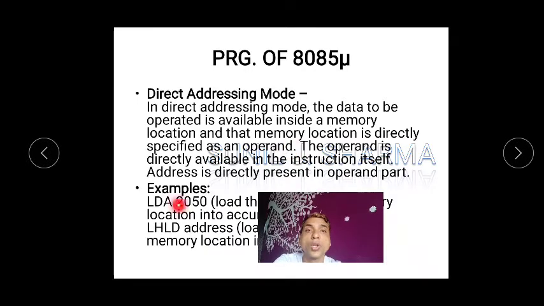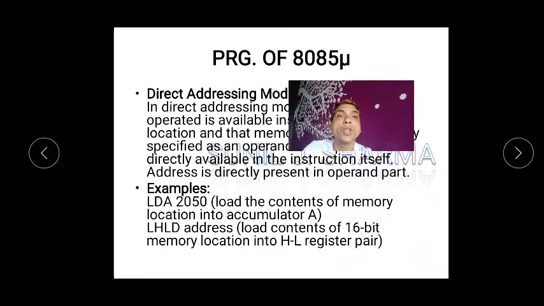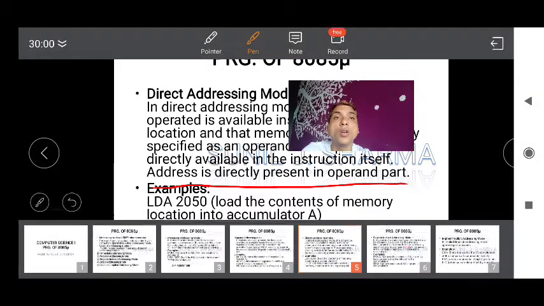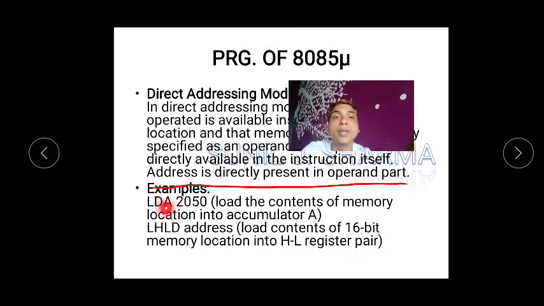Okay, so address will always be present in the operand part. The operand is directly available in the instruction itself. Now what is very important to look at here: address is directly present in the operand part. What do they mean to say? When you look at the operand part, LDA becomes an instruction and 2050 becomes your operand. Now what do you mean by 2050 here? This is nothing but an address.